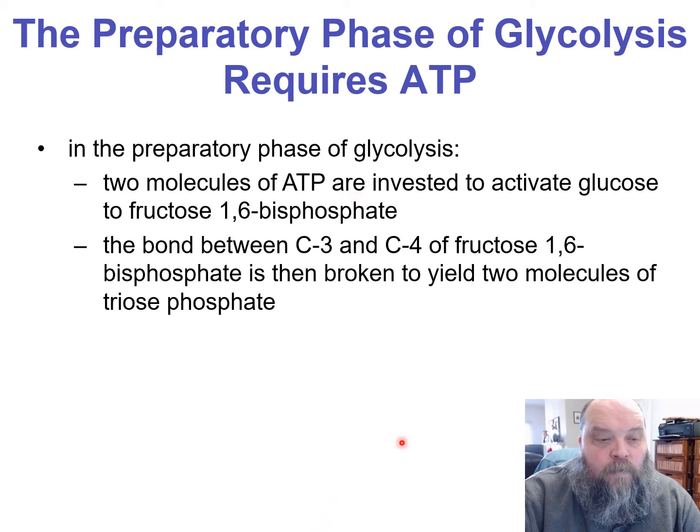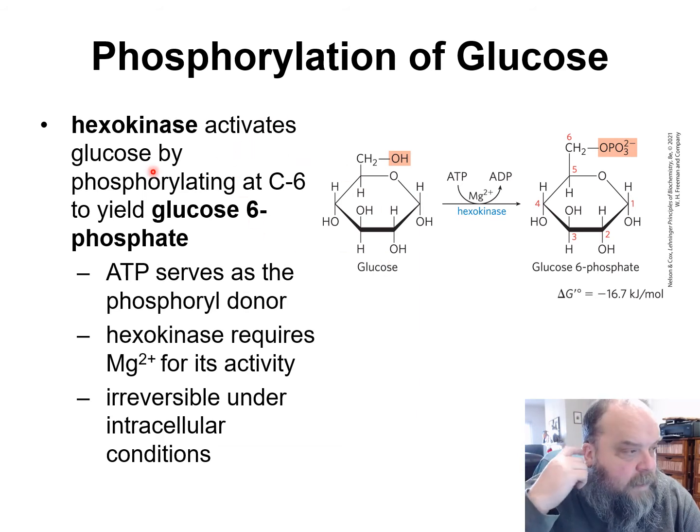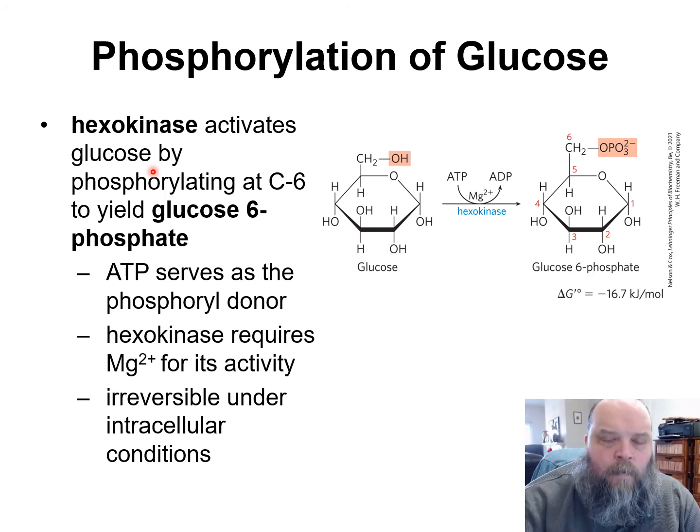Going to be cut between 3 and 4. So that way you yield 2 somewhat identical molecules. And you go through and you start looking at the different enzymatic reactions. Hexokinase is what activates glucose. It gives it some of the energy that's going to help power the next series of reactions. This hydroxyl group is going to be replaced by an inorganic phosphate that has been taken from ATP.